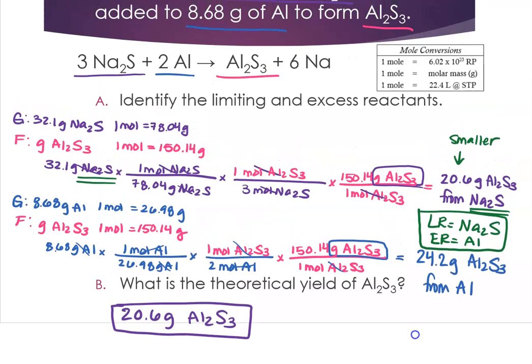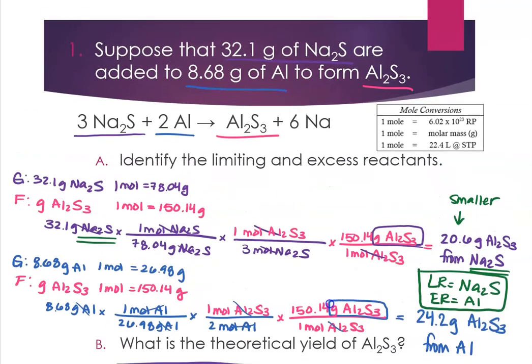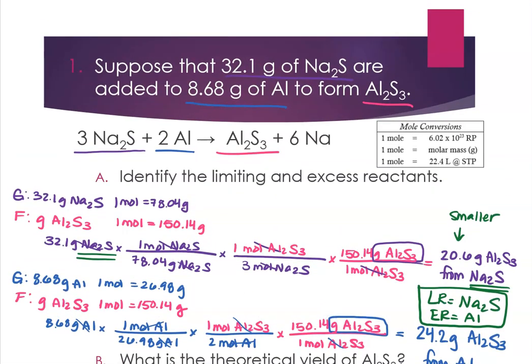Okay. So this is just doing stoichiometric conversions, but it's stoichiometry on steroids is what I like to call it because you're just doing multiple conversions in each problem. So you're just doing more of the same. And then once you've got the conversions, the rest of it is just a matter of looking at which one's smaller and then whatever substance gives you the smaller amount is your limiting reactant and then the smaller amount itself is the theoretical yield. Okay, let's do a couple more.